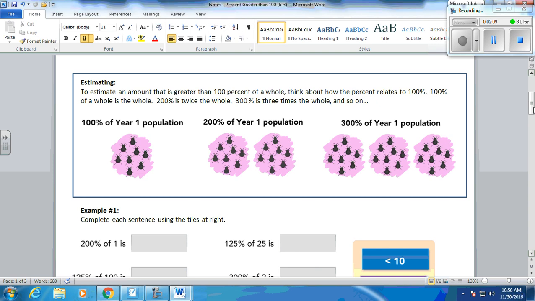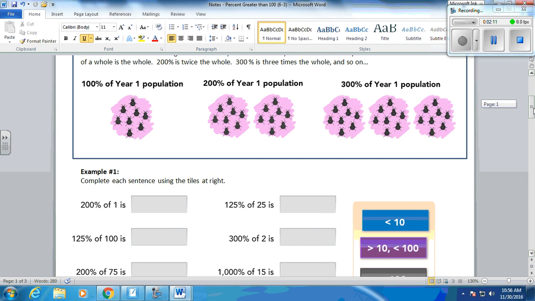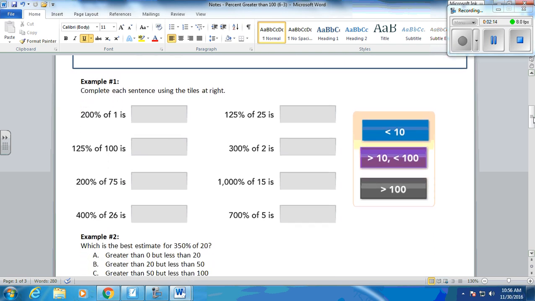So for example number 1, they're asking us to complete each sentence using these tiles. This says less than 10, greater than 10 but less than 100, and greater than 100. So what I'm going to do here is give us a little hint that the word of means to multiply. When you see the word of, you always need to multiply. And every single one of these sentences has the word of. So I will be multiplying on every single one of these, and I'm going to be translating these sentences from the English language to a math sentence.